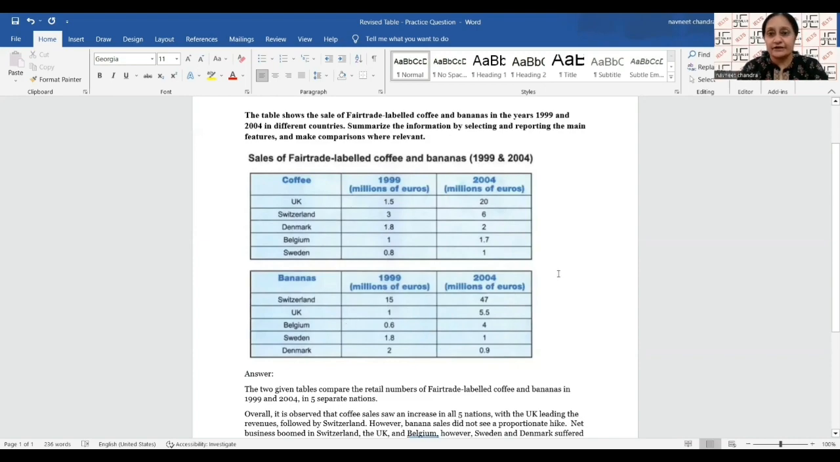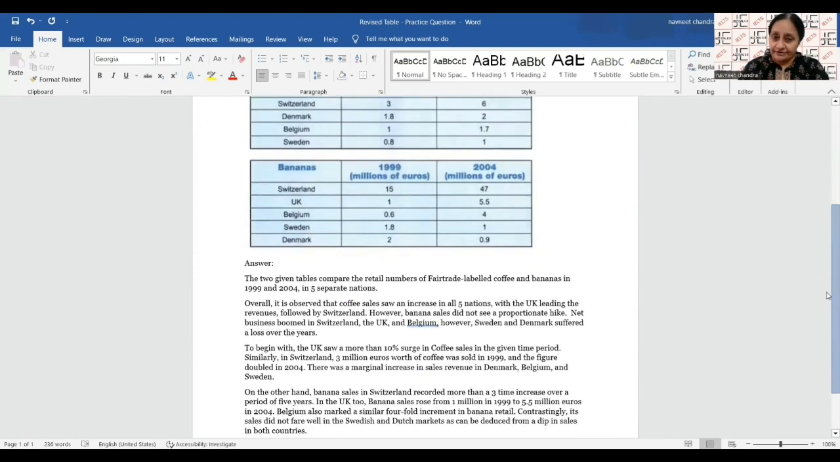So you have to make a note of this first. This is the overview, so that you know which countries are making a profit, which country is making the highest profit in coffee and in bananas, and which countries are incurring a loss. Once you've made sure of that, then we start writing.